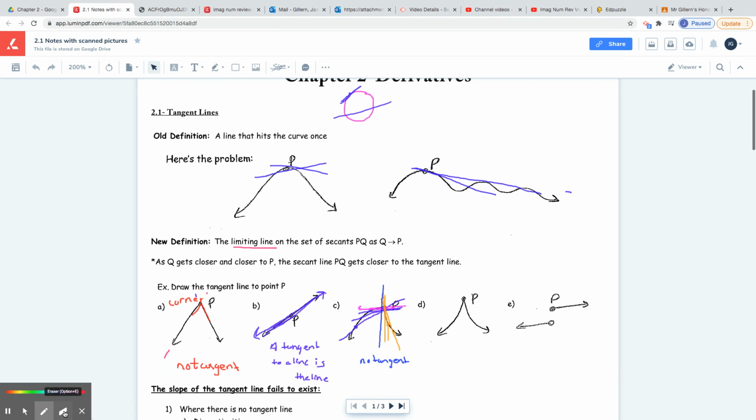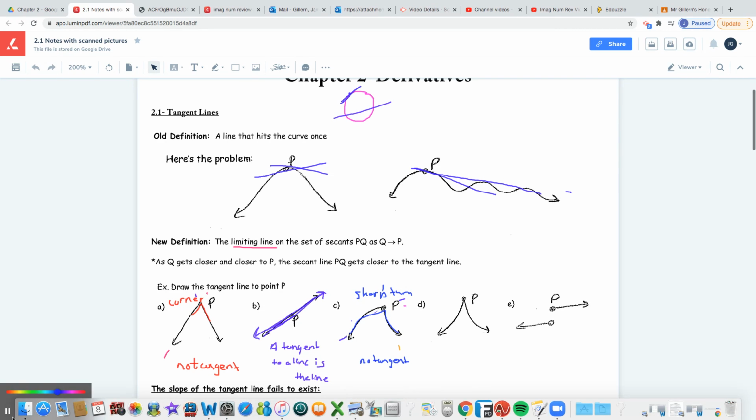All right, now let me erase this for a second. So this special case is what we call a sharp turn. All right, this is a sharp turn. There will never be a tangent at a sharp turn. All right, we were going up, and then it's like, whoop, go down this way. All right, never will be a tangent at a sharp turn.